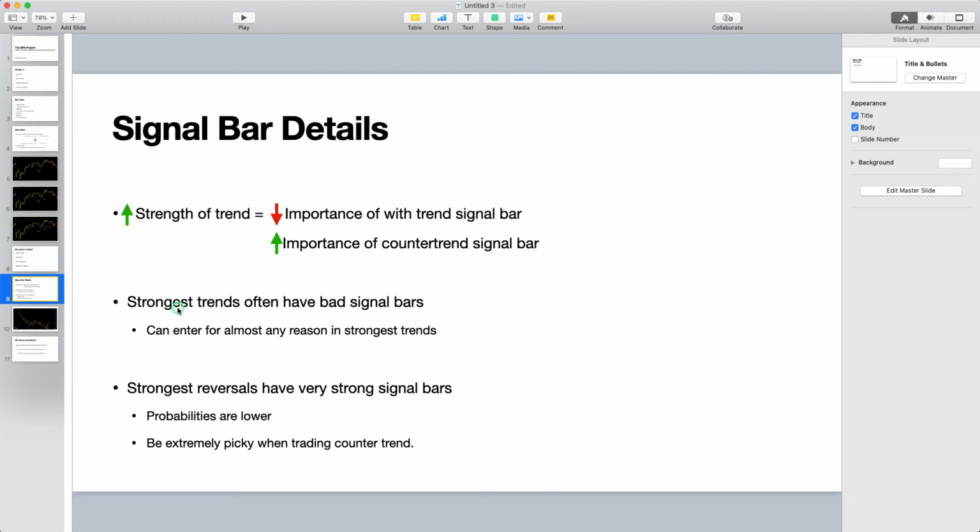So Al says that the strongest trends often have bad signal bars, and you can enter for almost any reason in the strongest trends. And he justifies this by saying that strong trends need to have bad signal bars, because if they were really strong, it would be obvious what's happening next, and the market would just make a quick move in that direction, and it'd be a scalp and not a swing.